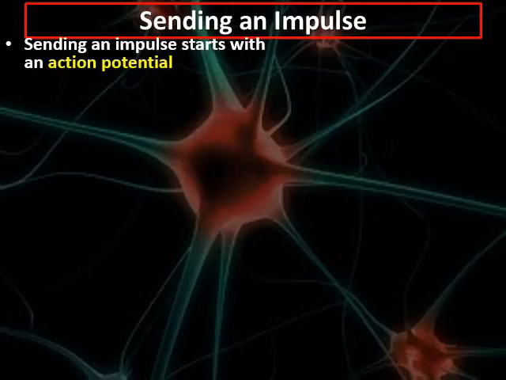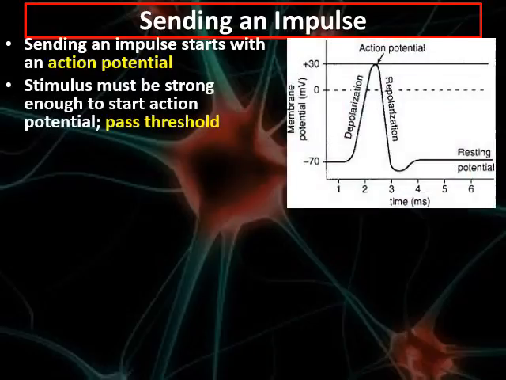So an impulse will be made of many action potentials along multiple parts of the axon. It's not that one impulse is one action potential. An impulse must be many action potentials in different parts along the same axon of the cell. So basically, first we have to start off with a stimulus that has to be strong enough to cause an action potential. It has to pass our threshold.